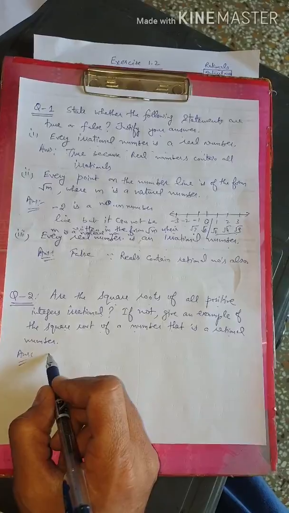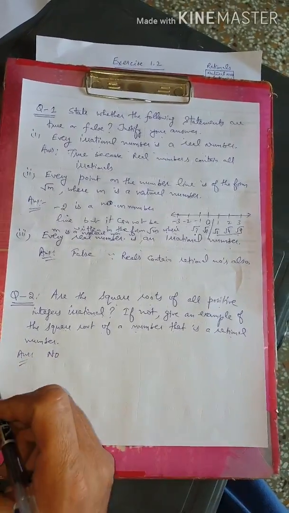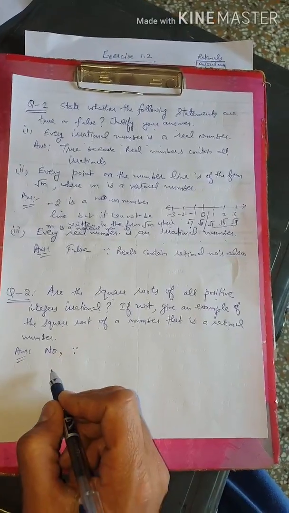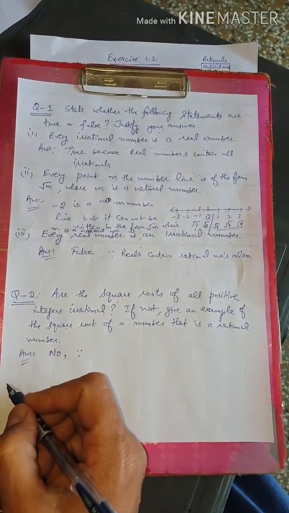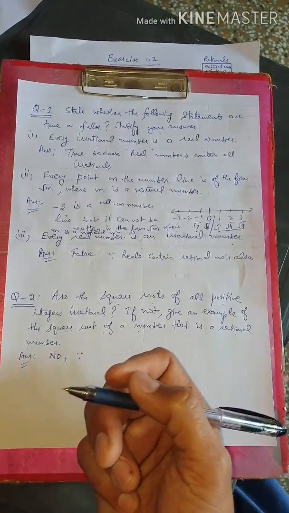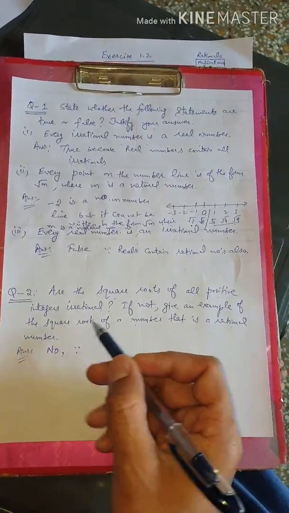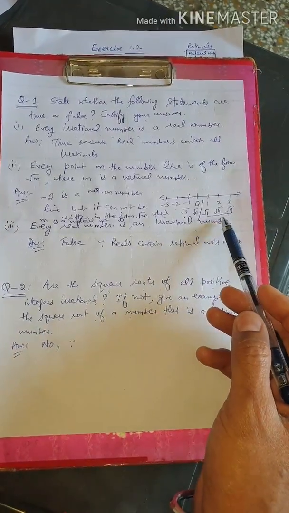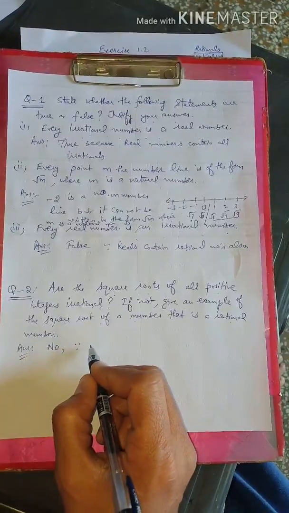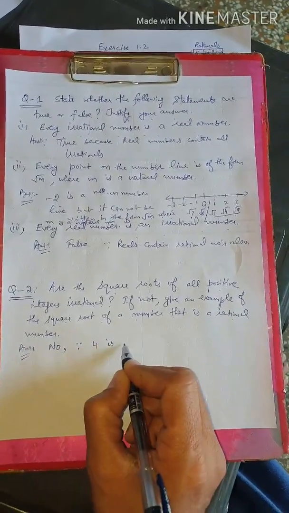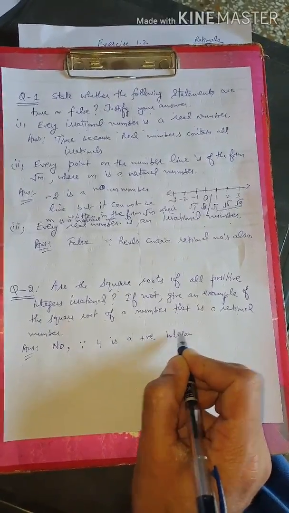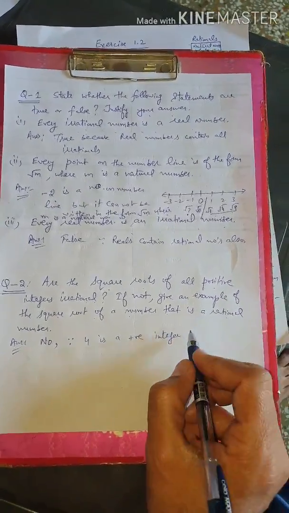So we will say it is no. And the reason should be there, because you can take some example of one positive integer which gave us a rational value. Try to think. Some examples are given on the number line also here. See, 4 is a positive integer.